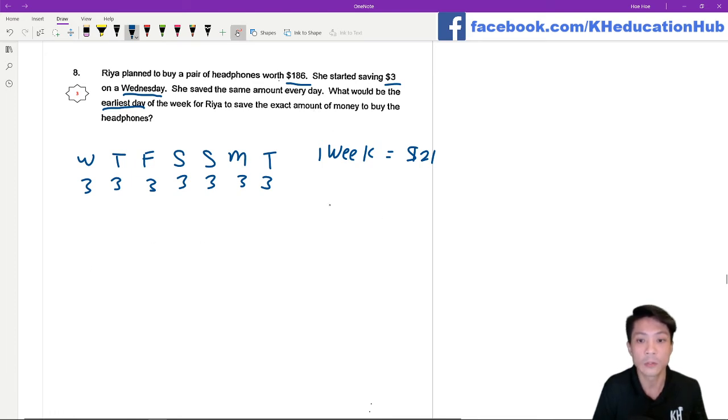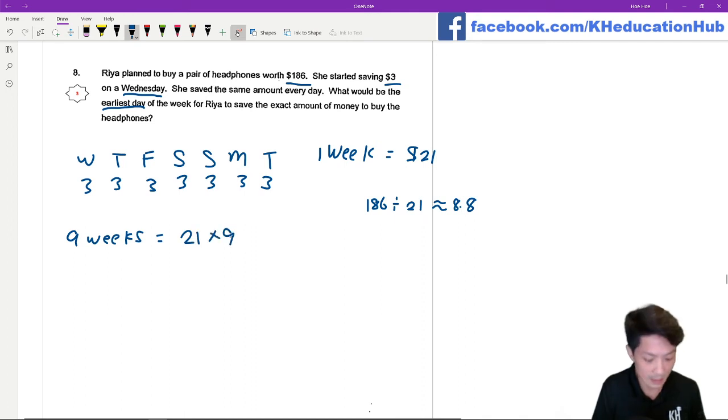So I'm gonna do some working over here. 186 divided by 21 is gonna give me 8.8 something. Okay, so it's 8.8 something, which means that since it's closer to 9, I'm gonna take 9 weeks. So in 9 weeks, it's gonna be equal to 21 times 9, which is equal to $189. But okay, this is already overshot, right?